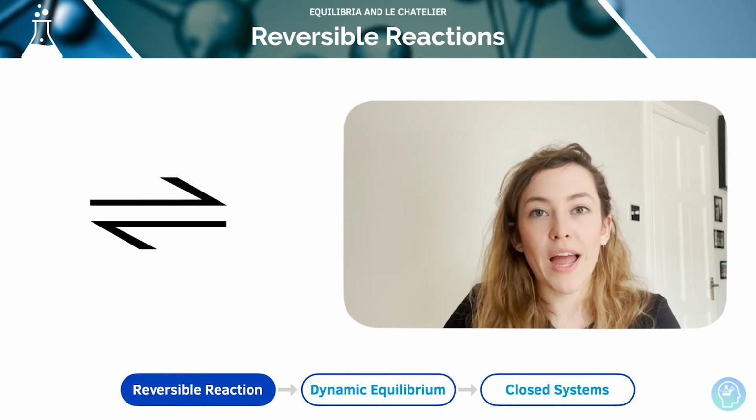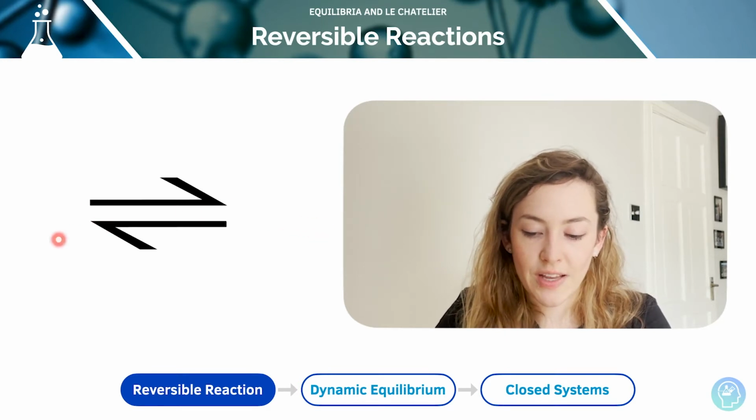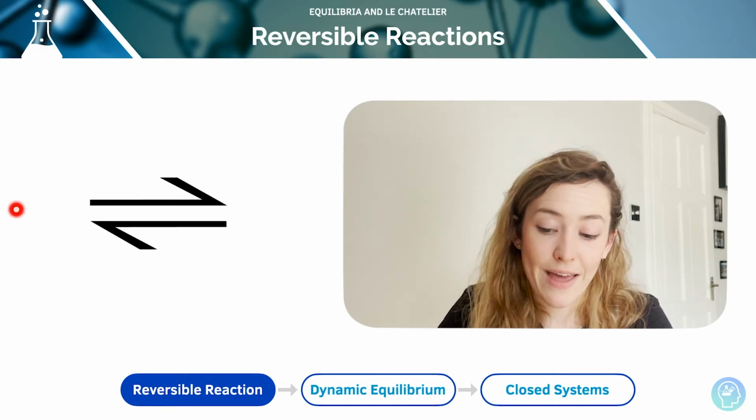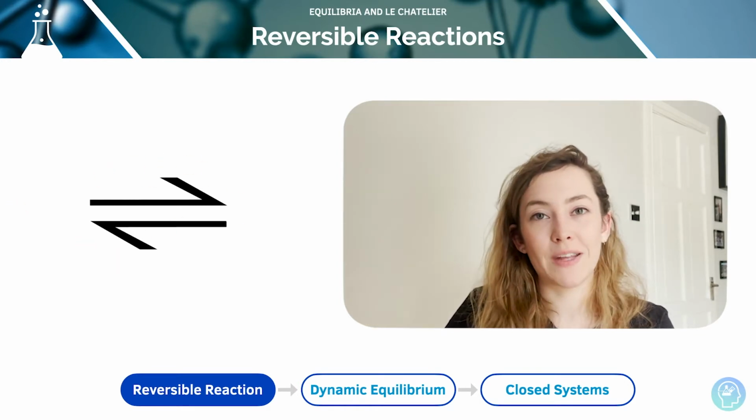The forward reaction is a change from left to right, so if we're favouring the forward reaction. And the backwards reaction is a change from right to left. So the double-headed arrow shows that reversibility.